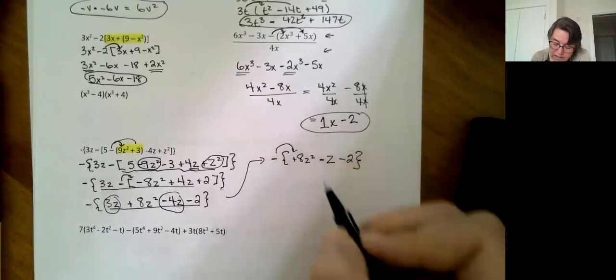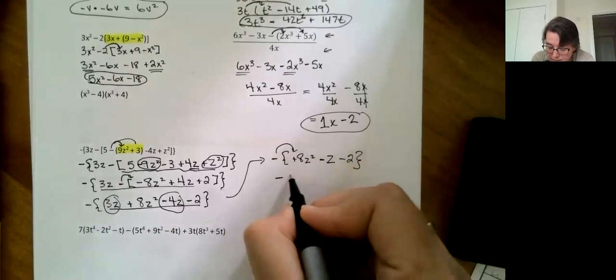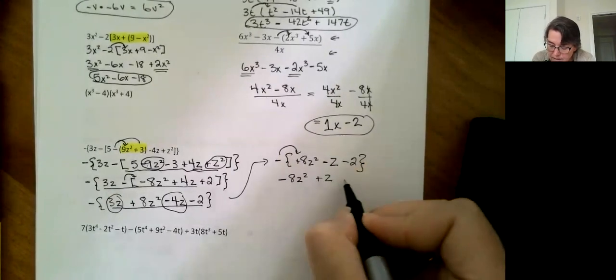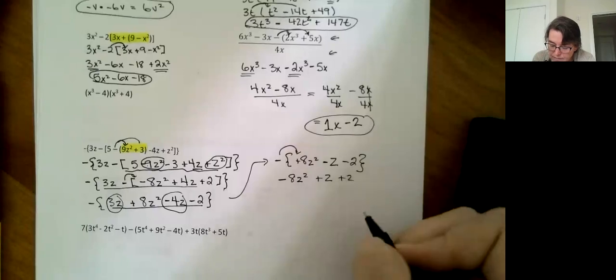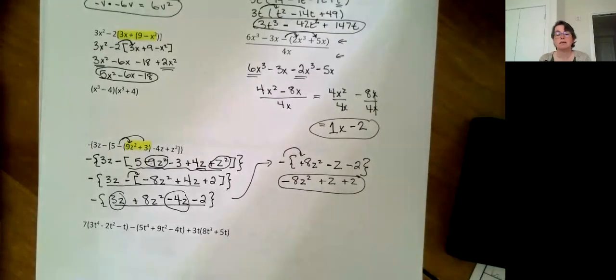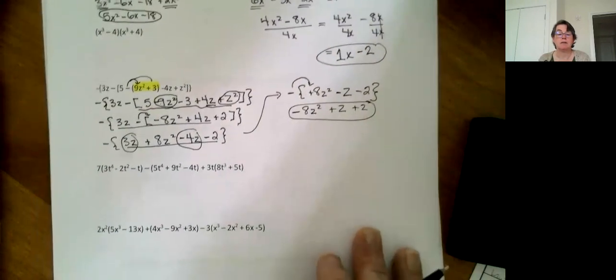Last step, we're going to distribute that through. So minus 8z squared plus z plus 2. And that, my friends, is the final answer for that one.